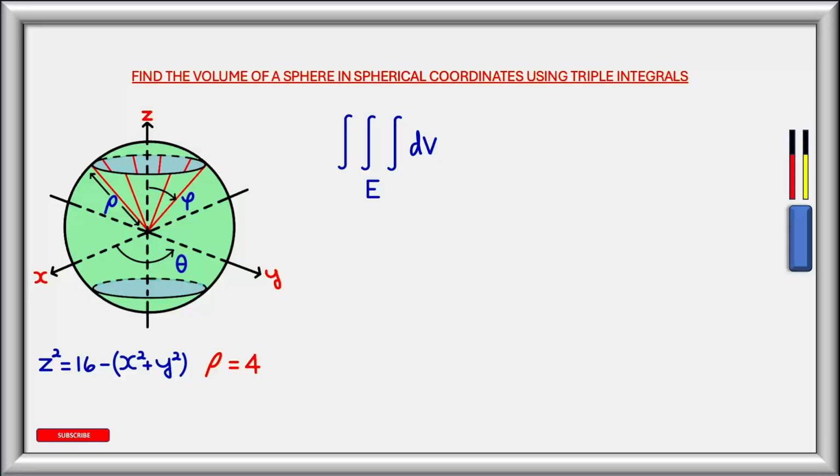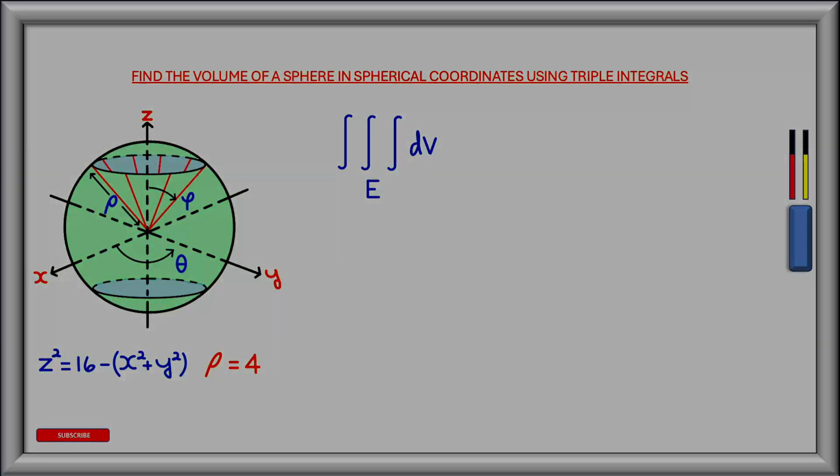And to find the volume, we need to integrate over the region E and some infinitesimally small pieces of volume, shown here as dV. We need to unpack this and define our region using spherical coordinates. This will give us our limits of integration for rho, theta, and phi, and then look at what dV equates to in this context. So let's start with the limits of integration for rho.